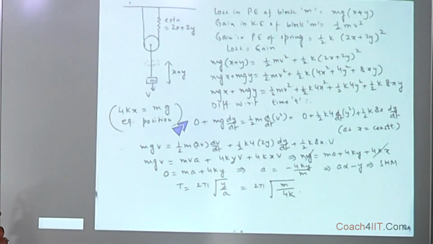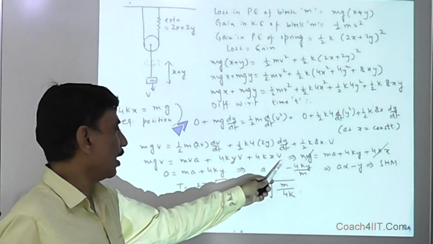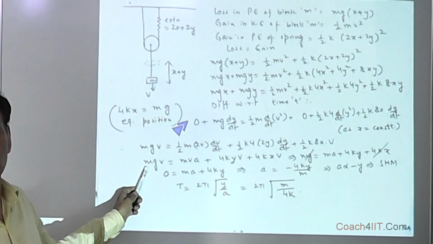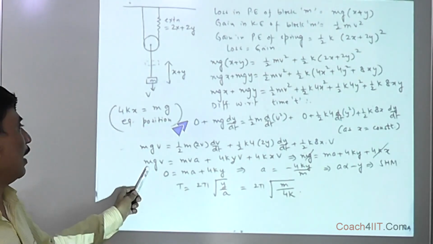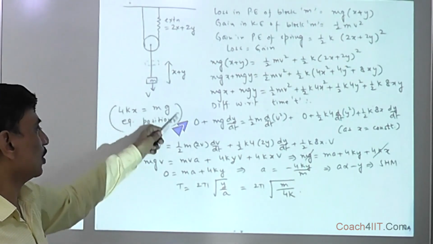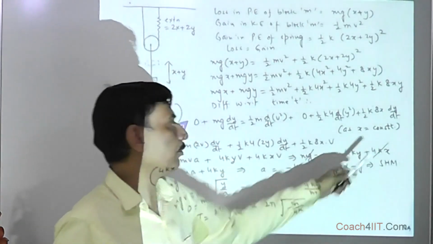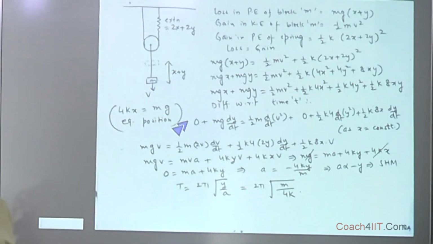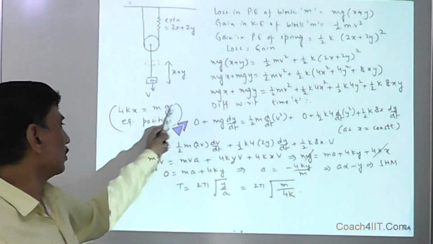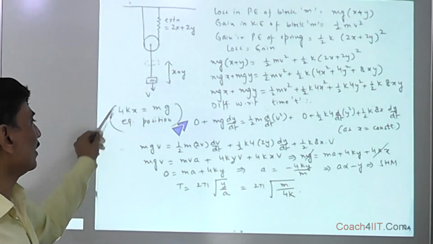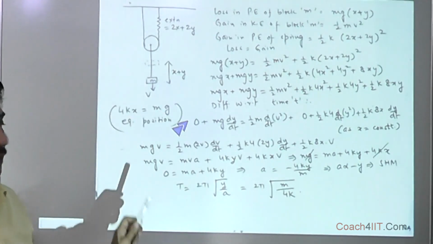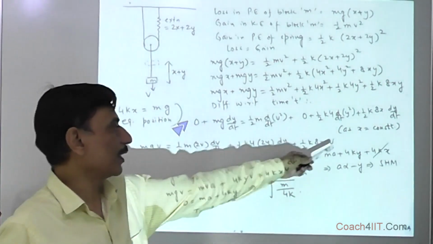Once again, when we write this equation, we may have to make some substitution from the equilibrium position, because there we have mg and also 4kx. The term in x is coming and mg is also coming. So what we do is refer to the equilibrium position, and from the equilibrium position we find that 4kx is equal to mg. We can substitute it or directly cancel it.